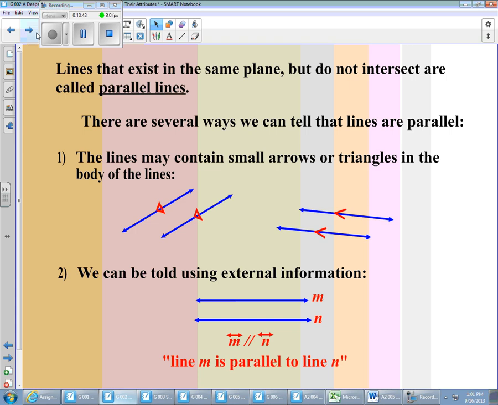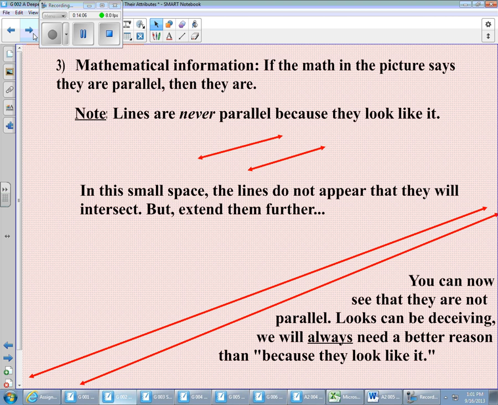We said there's a few different ways that we will be able to spot parallel lines in a diagram. They might put little triangles in the body of the lines to show us parallel. They might put little arrows in the body of the lines to show us parallel. They might give us external information about the lines to tell us that they're parallel. The third way is one of the ways we're going to spend a good bit of time on this year. There may be some mathematical information going on, some angles that are attached to our lines that will tell us that they're parallel, and that's one of the ways we're going to be working on.